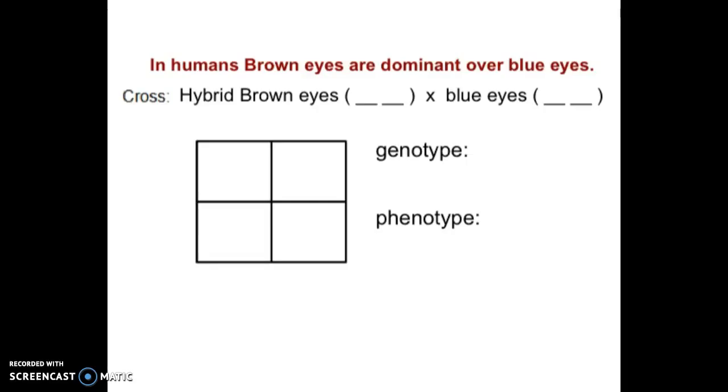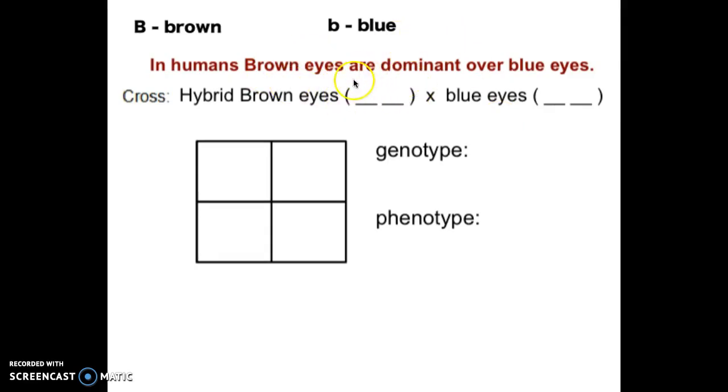The very first thing that we want to look for when we're doing this problem is to see what's dominant and what's recessive. In this problem, you can see that they've already told us that the dominant trait is brown eyes. Remember, dominant traits are represented with capital letters, whereas recessive, which is the blue, is noted with a lowercase letter.